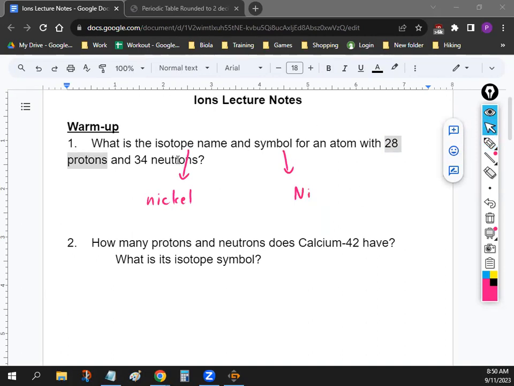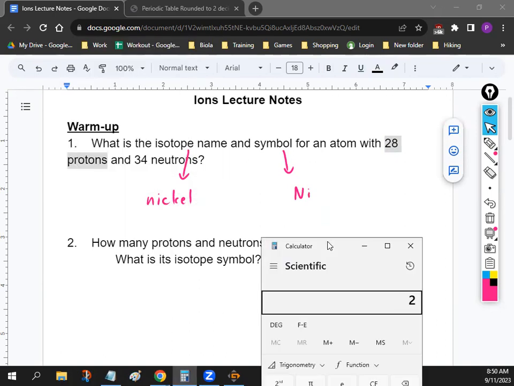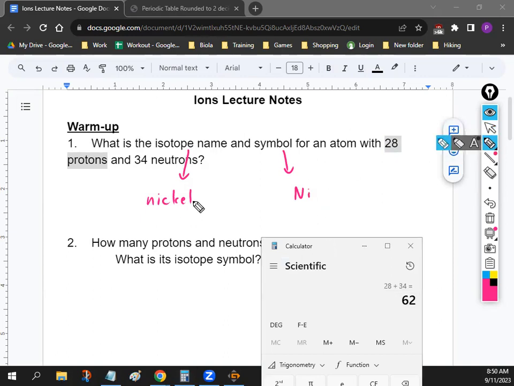Okay, and then it tells us that this atom has 34 neutrons. So all we got to do for the mass number is just add up protons plus neutrons. That's going to give you 62. So we're going to do nickel dash 62. And then for the symbol, just put a 62 on the top left, and then you're good to go. Okay. All right, that's it.